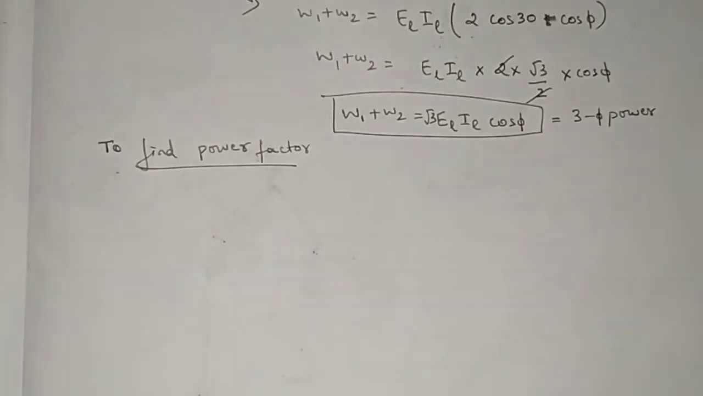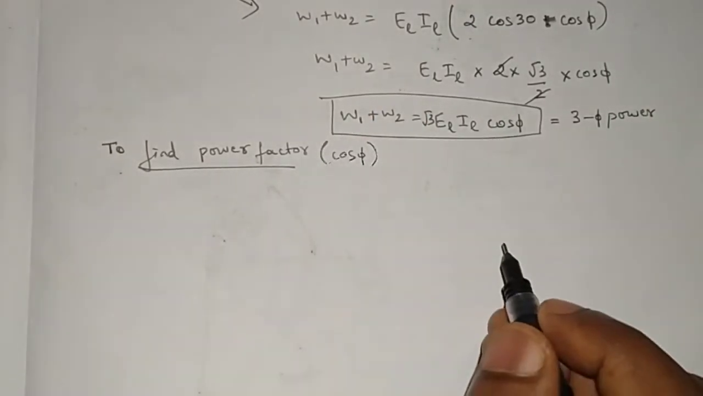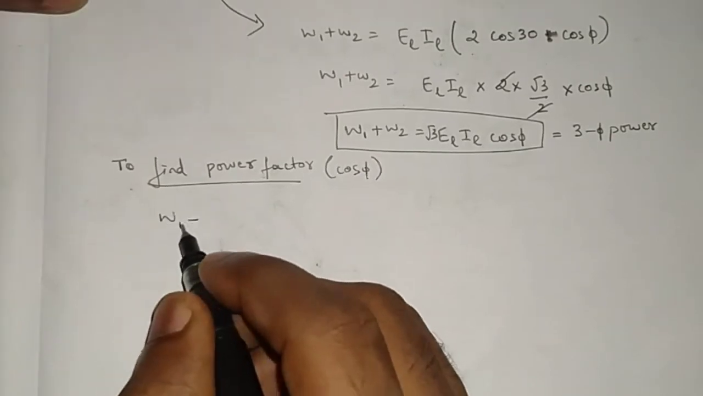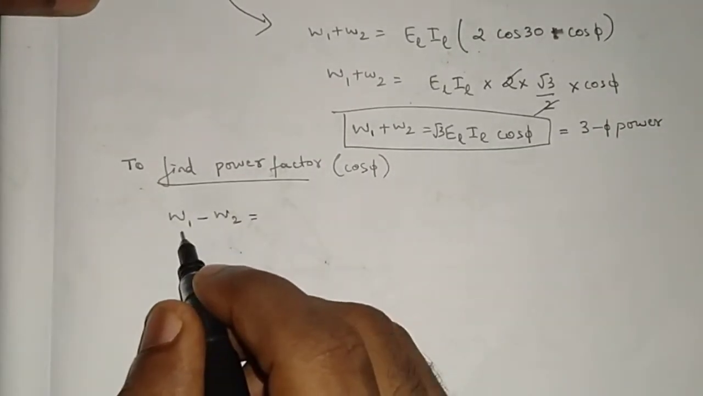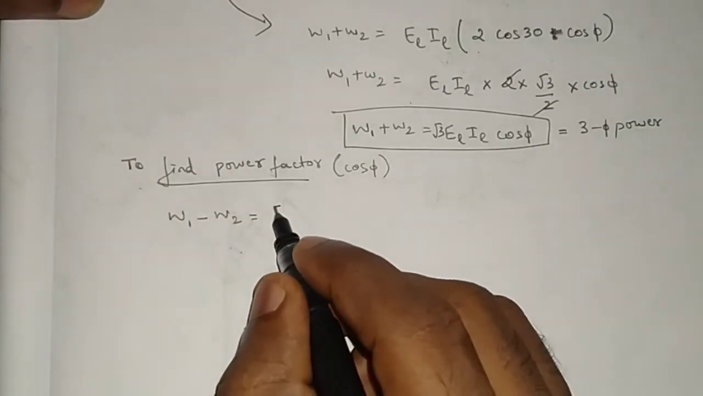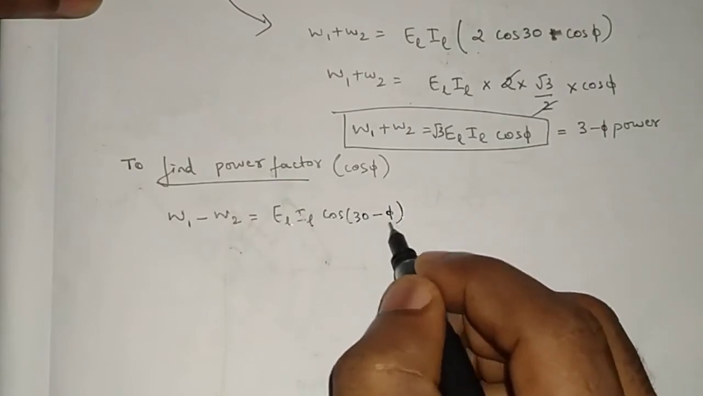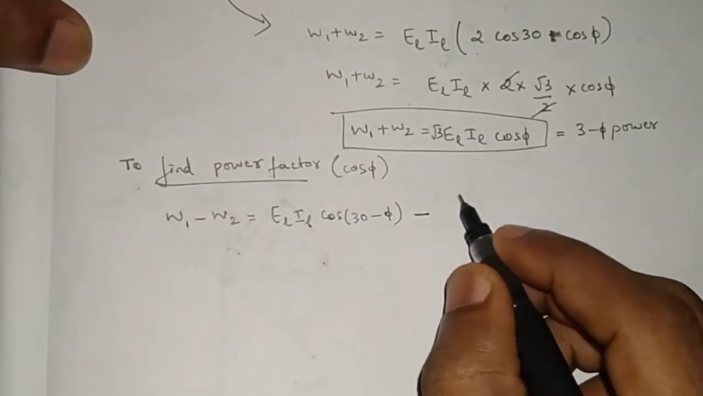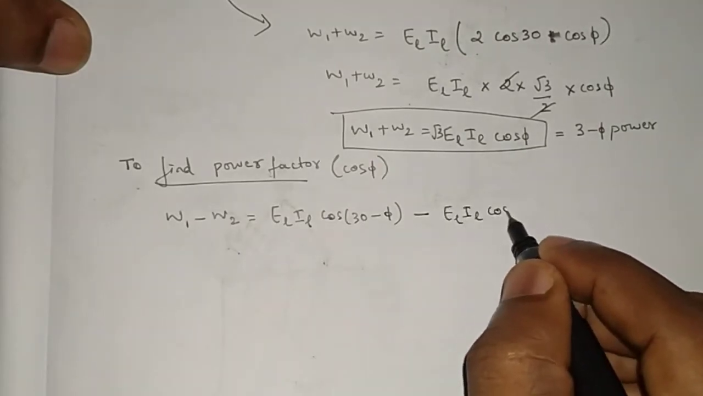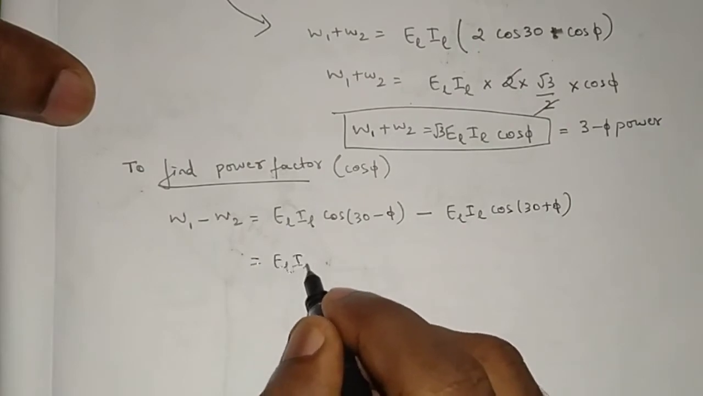After deriving the 2 wattmeter method, there is a small derivation to find out the formula for power factor, that is cos phi. You need to find out the formula for cos phi. So for that what we are going to do is, first we will find out W1 minus W2. We'll substitute equation number 3 and 4 in the place of W1 and W2. So when I simplify I'll get EL IL cos of 30 minus phi. W1 is nothing but EL IL cos 30 minus phi, minus W2, which is nothing but EL IL cos 30 plus phi. So I simplify this. So EL IL.